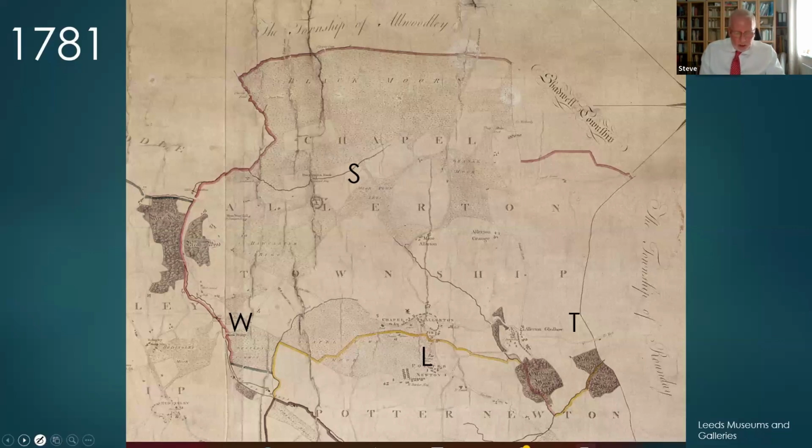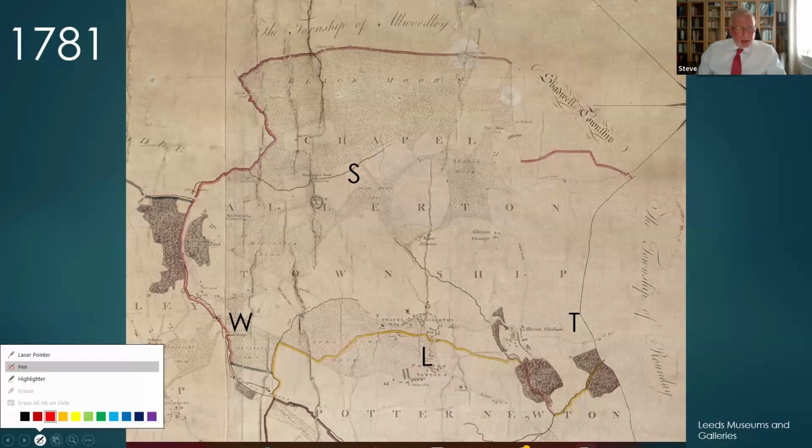So let's have a look at the earliest plan of the area, which Mr. John Tuke produced in 1781. Now, I've put some familiar supermarket names on this map, so you can get some idea of your bearings. What we have here, the W, is Waitrose at Meanwood. The S is Sainsbury's at Moor Allerton. The T is Tesco on Roundhay Road, and the L here is Lidl on Harrogate Road, near Chapel Allerton itself.